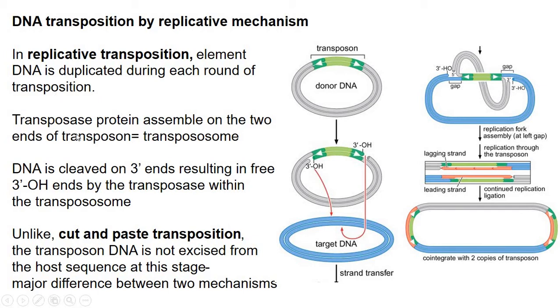The transposase protein assembles on the two ends of the transposon. So here on these inverted repeats, that's where the transposase proteins will assemble, just like we talked about in cut and paste. And this structure is now called a transposome. Once those transposases bind to both inverted repeats, one here and one there, it will bring them together. You might want to look at your previous lecture slides for that.